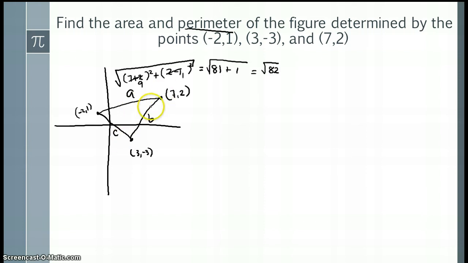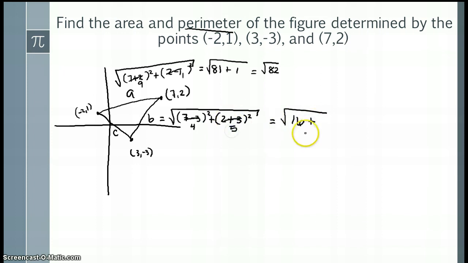Now I'm going to find the distance for B. So again, same thing. I'm going to take a square root. I'm going to take my x's, which are 7 and 3, and subtract them. And then I'm going to take my y's, which are 2 and negative 3, and square them. 7 minus 3 is going to give me 4. When I square that, I'm going to get 16. And then 2 and 3 make 5, and when I square that, I'm going to get 25. And 16 plus 25 is the square root of 41.